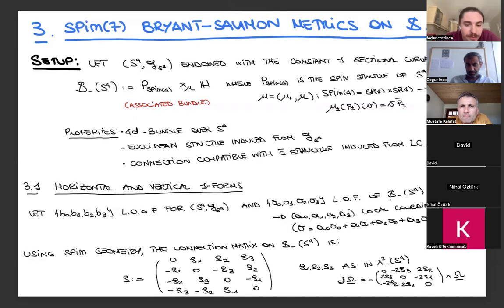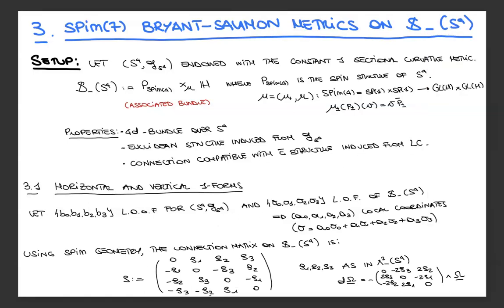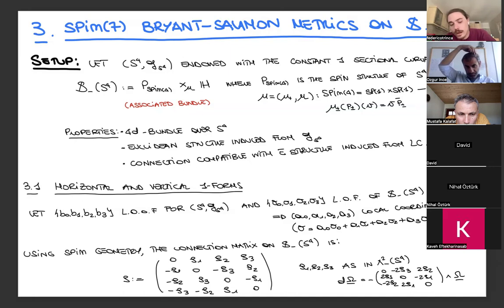And using spin geometry, you can see that the natural compatible connection has the following form here, which should remind you of the connection on the spinor bundle of S3. And rho 1, rho 2, rho 3 are, as in lambda 2 minus of S4, the ones satisfying this equation here. It doesn't really matter too much about these explicit forms. All I want you to know is that this is very explicit, and you can really work out everything given a local orthonormal frame of your choice.